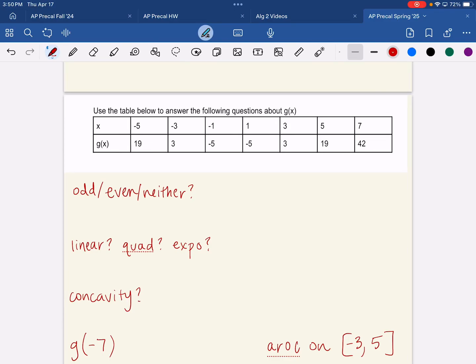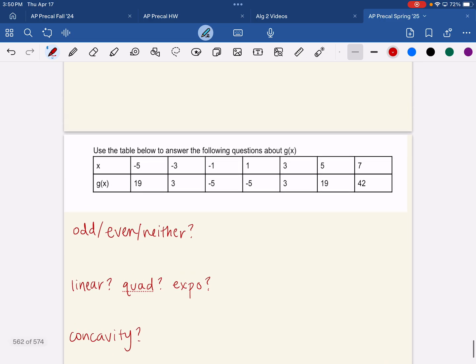Looking at this table, how are we going to know if it's odd or even or neither? Because they're both pointing up at the end. Okay, looking at end behavior, the input and output values. So there's a chance that they could both be pointing up, but it not be a perfect even function. I probably wasn't specific enough in my question.